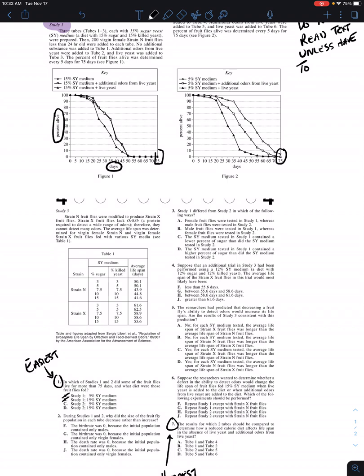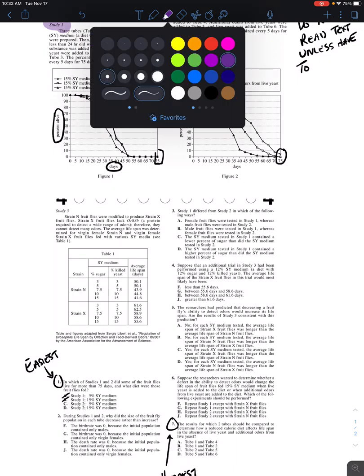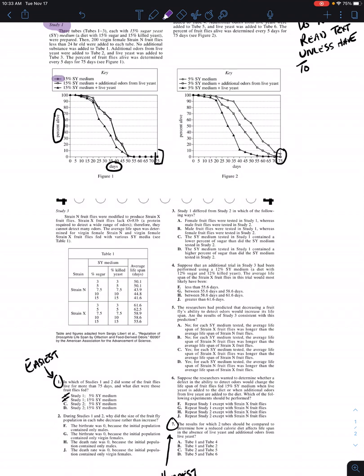And so the question asks, study 2 is at 5% or 15% SY medium. This is going to be something that's in the key for us. So we're going to go check out the key. And you can tell right here, we have 15% SY medium in study 1, and we have 5% SY medium tested in study 2. So this is C, study 2, 5% SY medium. So number 1 was pretty easy. We didn't have to read anything, and we are definitely excited about that.